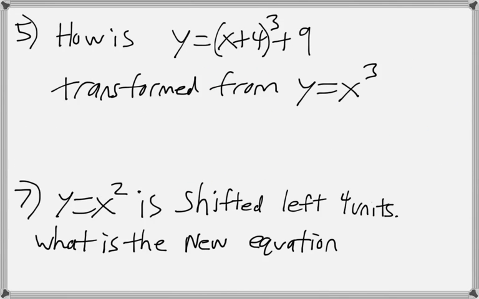So looking at a specific problem, number 5, it says, how is the graph of y is equal to (x plus 4) cubed plus 9 transformed from the graph of y is equal to x cubed? Well, we have the plus 9 here, and the plus 9 means it's going to be shifted up 9. And we have the plus 4 on the inside, which means it's going to be shifted to the left 4.